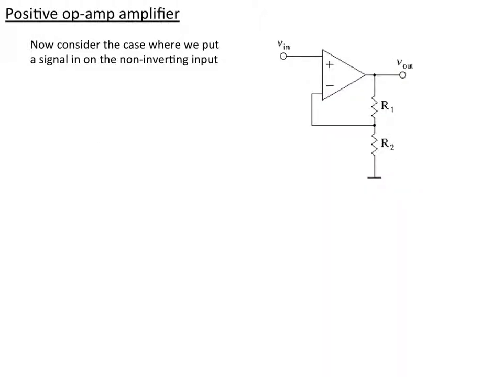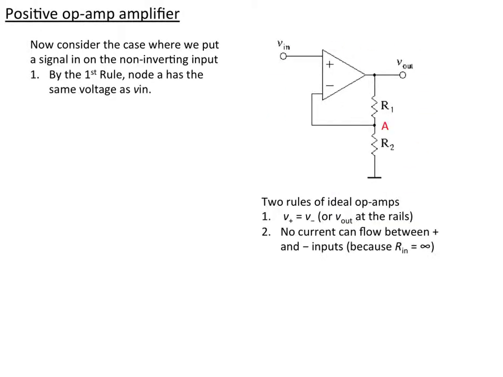Now we make a positive amplifier. In this case, the input goes into the non-inverting input. Remember, in the negative case, the input goes into the negative. In the positive case, the input goes into the positive. The feedback loop, of course, always goes to the negative. So here's the basic positive op-amp. So we go through our 2 rules again. So rule 1, V plus equals V minus, means that node A connected directly to V minus is the same as V in.